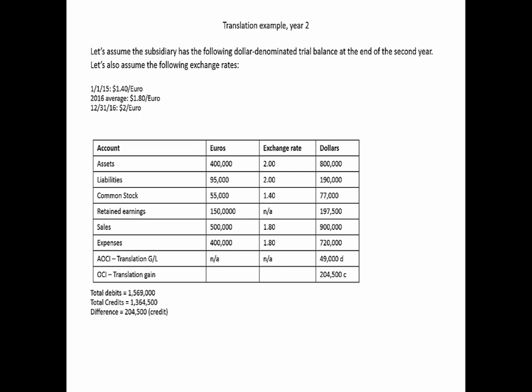So this year we're going to show an other comprehensive income translation gain of $204,500. And just because we're going to need that number, let's note that Little's dollar income is $180,000: $900,000 in sales, less $720,000 in expenses. Okay, so let's go ahead and go through our equity method entries.